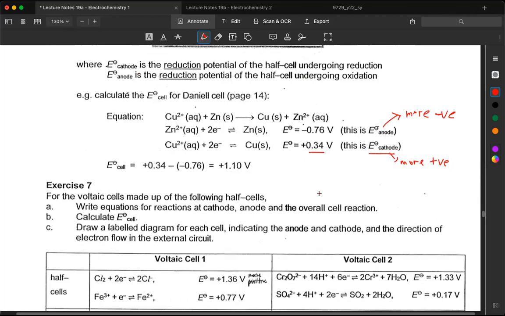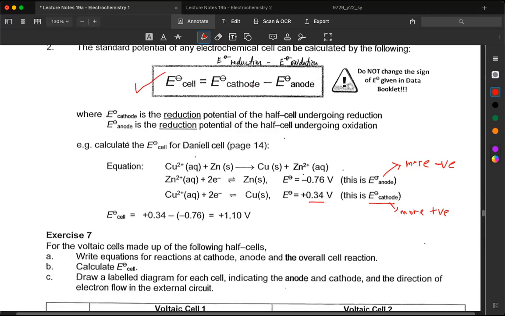Okay. Always put the cathode first, followed by the anode. The order is very important. If not, you will get a value wrong.